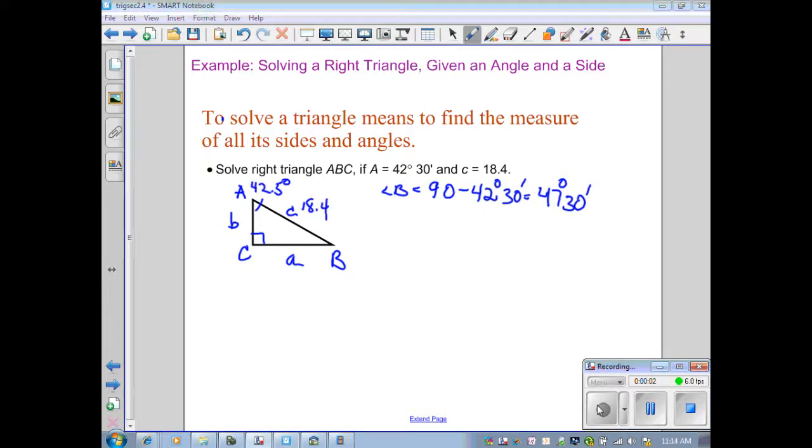Now I have all my angle measures, so I need to find my side measures. And from the problem, I know that angle A is 42 degrees and 30 minutes, but I converted this to a decimal degree by taking 30 divided by 60, which gives me 42.5 degrees. I also am given that the measure of side C is 18.4, which is my hypotenuse.